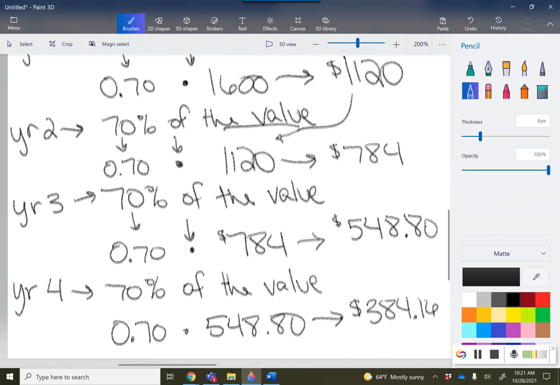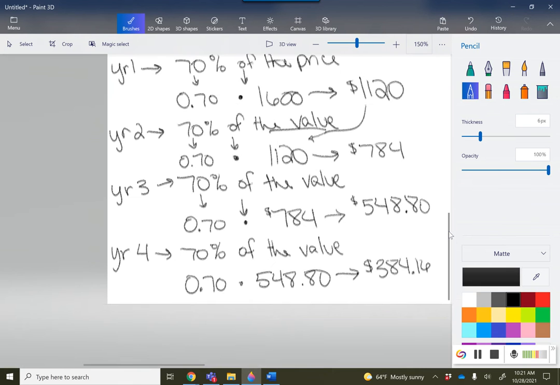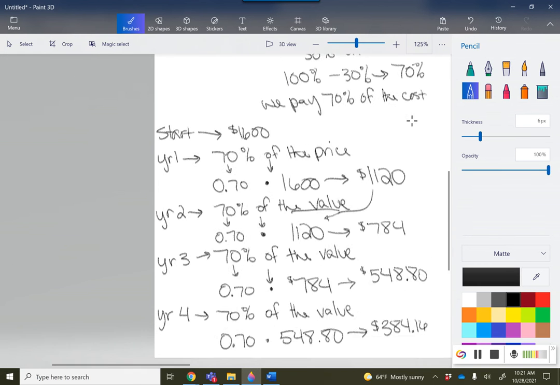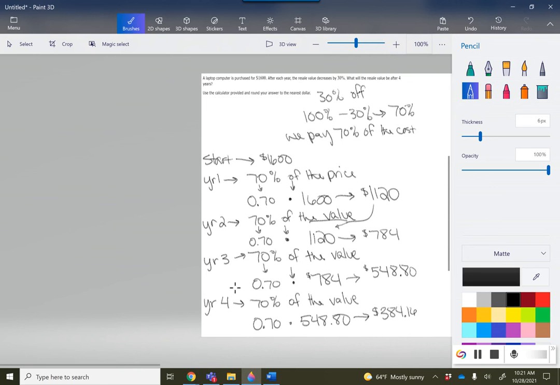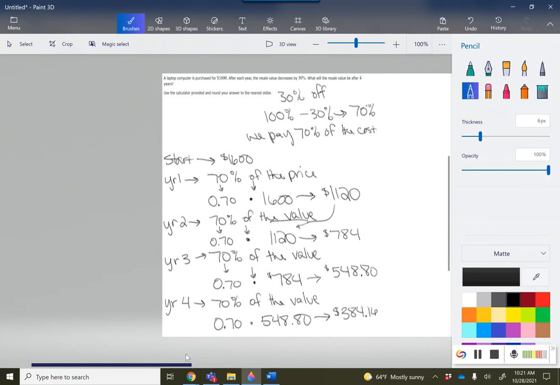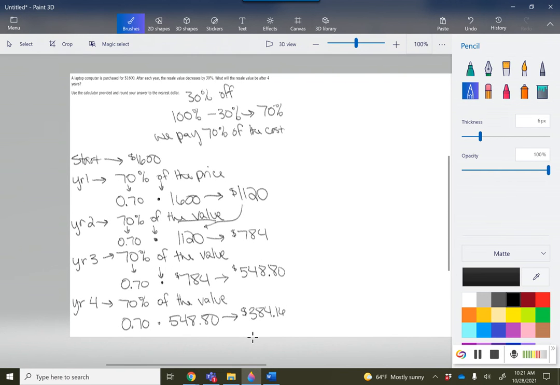So 70%, we got that because it was 100%, take away the 30, however much they said the decrease was. Then we're going to do 70% of the price, or of the value, whatever the value was. Originally that was $1,600. The second step, it became $1,120, $784, $548. Notice how that value always went into the next step.